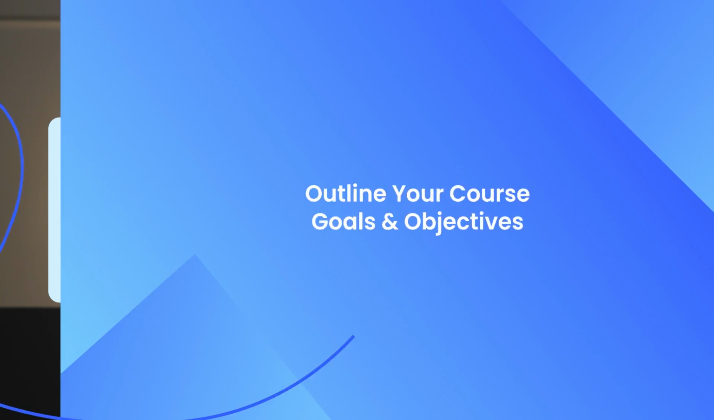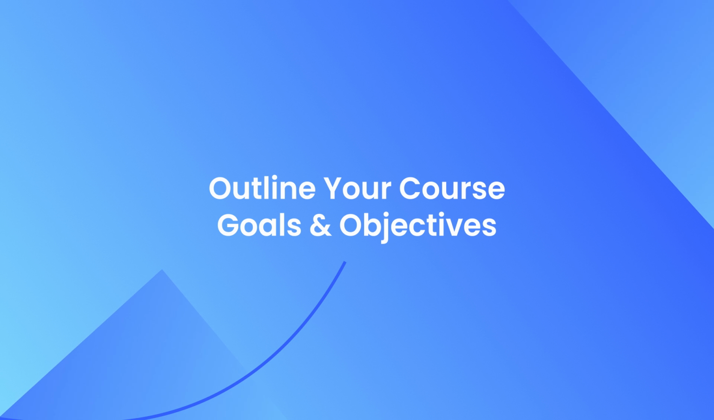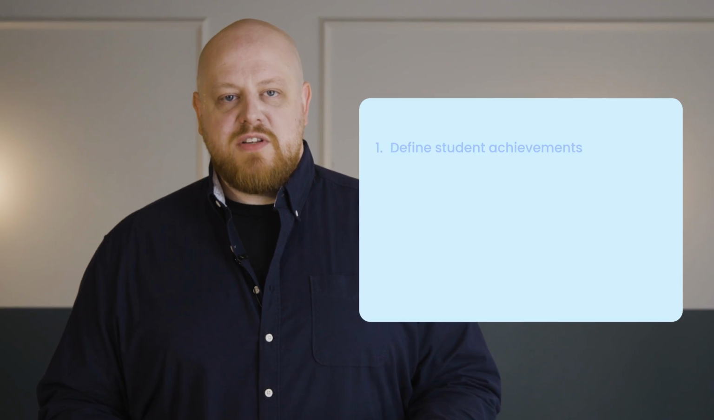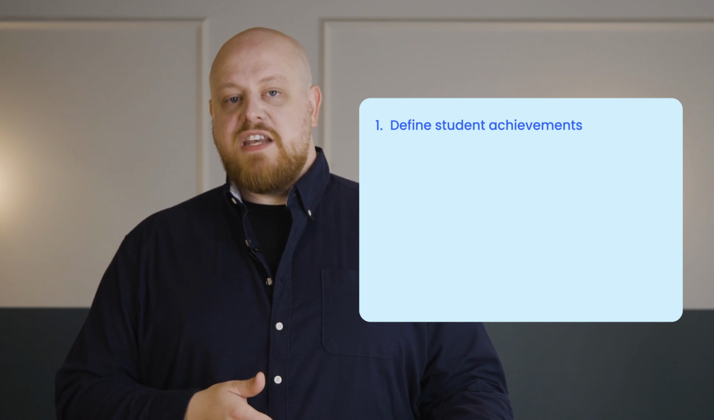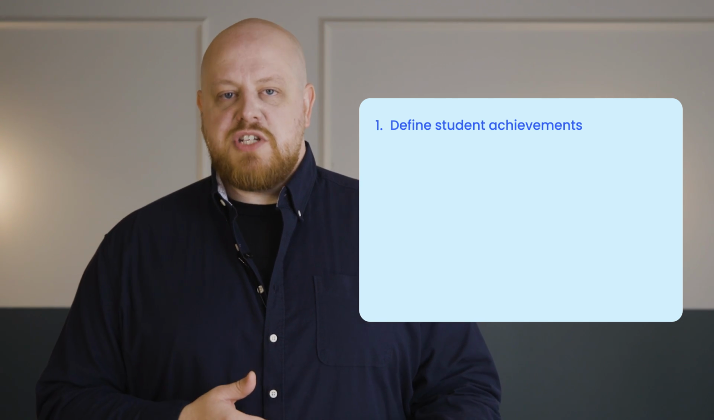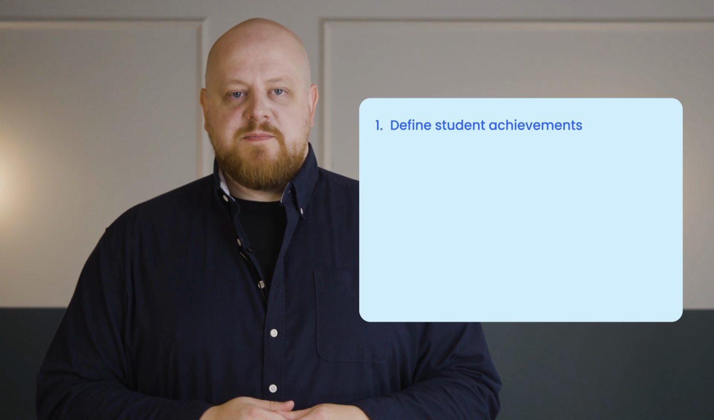Step 3 is to outline your course goals and objectives. Now that you've gathered research, it's time to outline the goals and objectives for your course. Effective course goals and objectives are specific, measurable, attainable, relevant, and time-bound, or SMART. Here's how you can structure them. First, clearly define what your students will achieve by the end of your course. Be precise about your knowledge, skills, or transformation that they will experience.